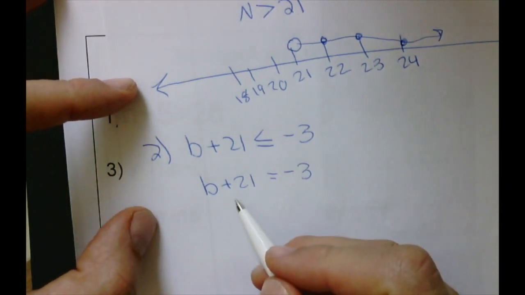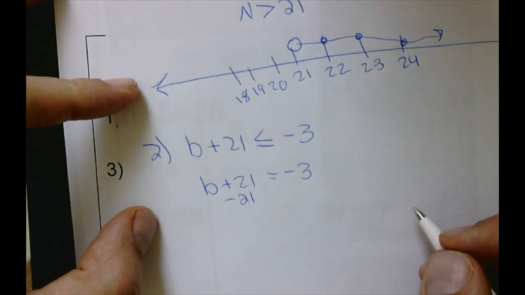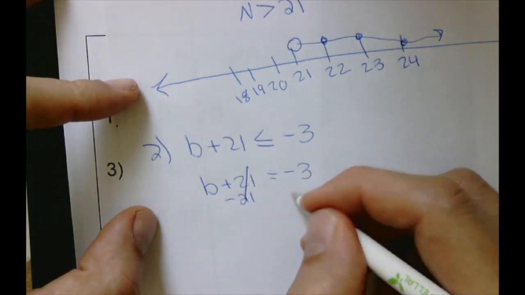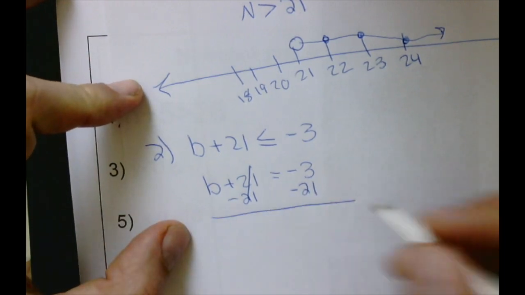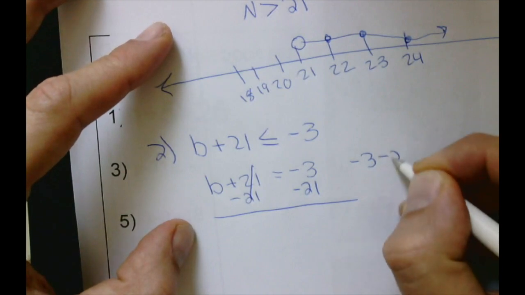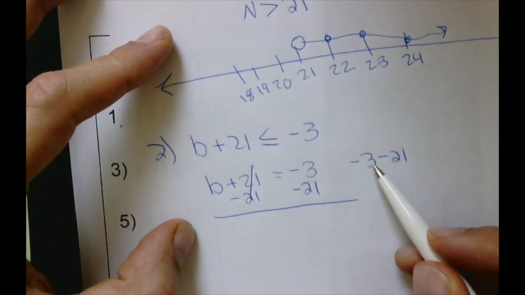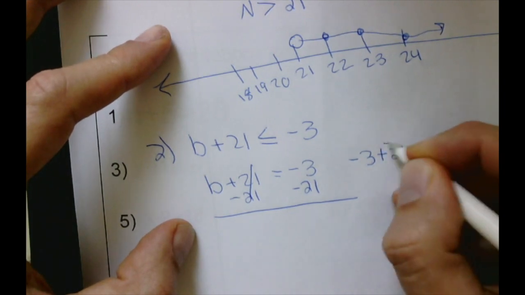Next, I have to perform inverse operations. Since it's plus 21, I need to minus 21. If I minus 21 on the left side, I have to do the same thing on the right side. On the side here, I'm going to write negative 3 minus 21. Since it's a minus sign, I need to do keep, change, change.